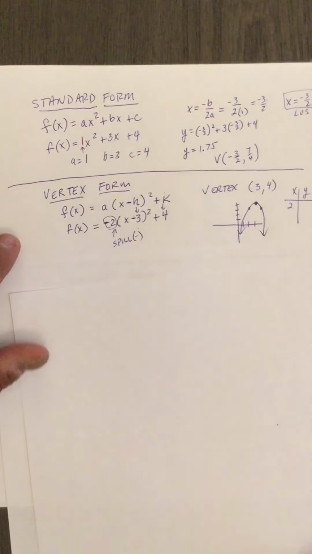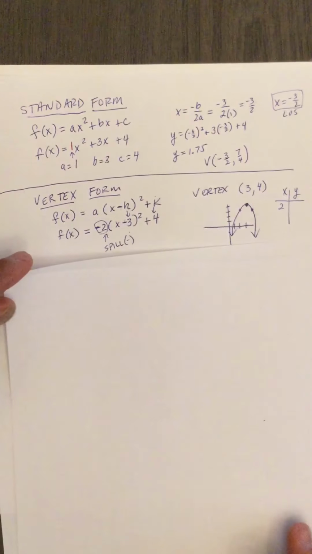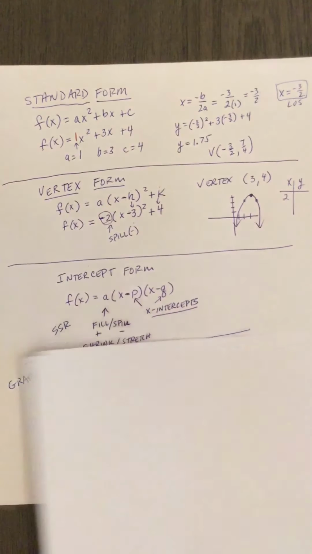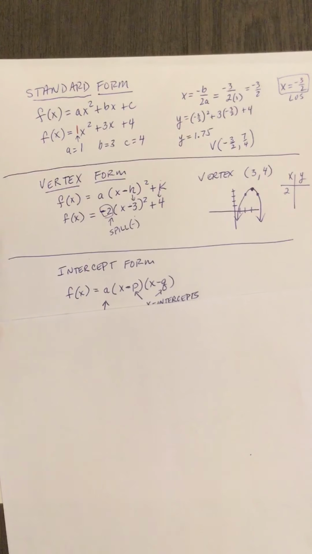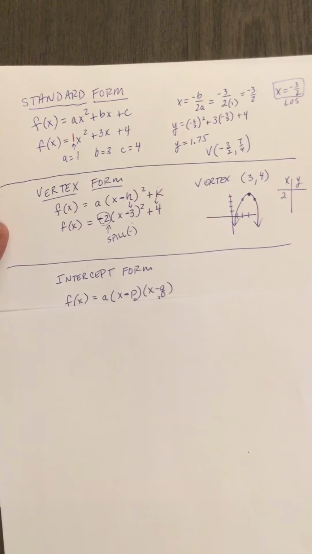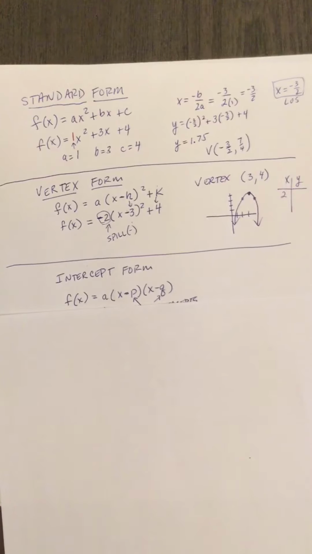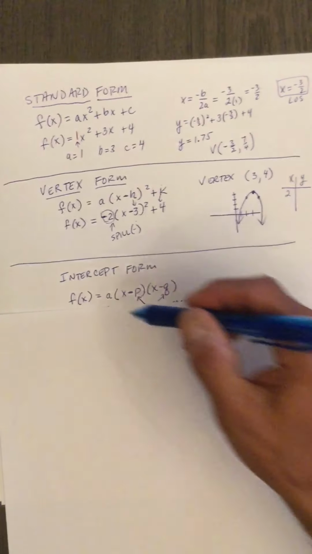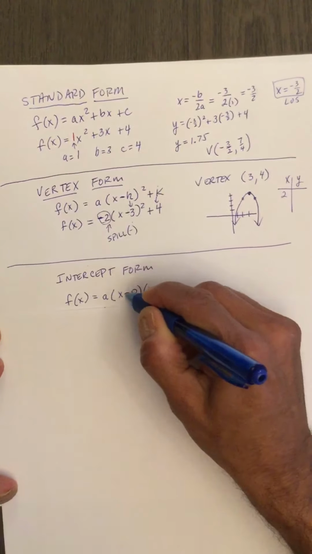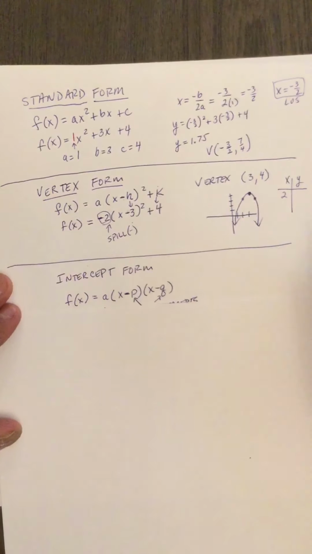By the way, these are all review. Next, I am going to teach something new. It's called intercept form. Intercept form looks like this: f(x) = a(x - p)(x - q).